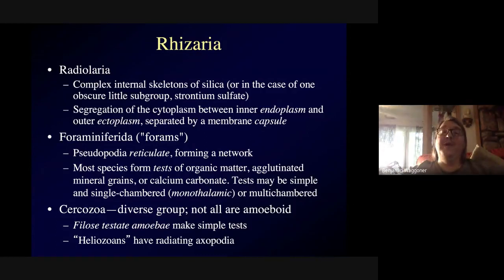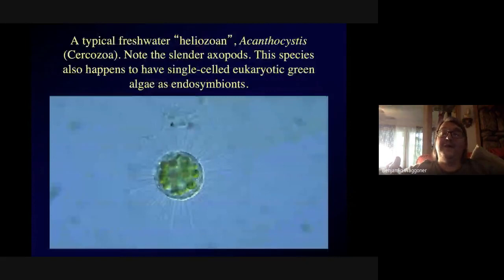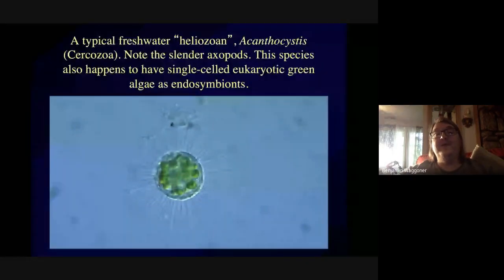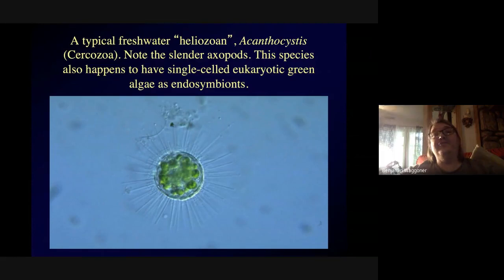And then finally, the ones that don't belong in either the rads or the forams are sometimes called cercozoa. And I'll show you a few pictures of those in just a bit. In fact, I'll show you one now. There's a cercozoan. The common name for these is heliozoa, sun animal, because they look exactly like the drawings of the sun that you made when you were in first grade, right? A circle and then a bunch of lines radiating out. That's what these look like.